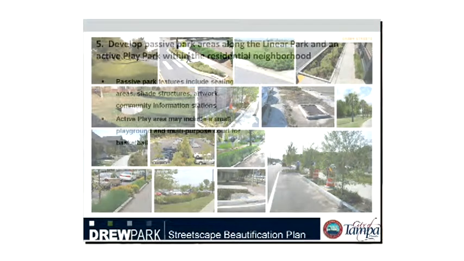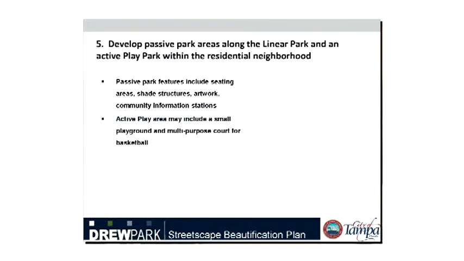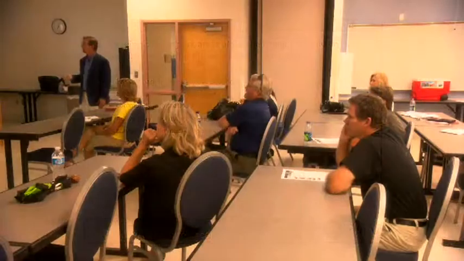Okay, I'm going to try to move quickly so we can move into developing a passive park area. I already mentioned the linear park, and then to create a linear park, or a play park within the residential neighborhood. We are developing that. There's a lot of discussions going on with the city and the Parks Department about the size and what activities would go there. At this point, what we're looking at is to create a small, what we call a pocket park, which might have a basketball court, might have a play area for children in the residential area, and then the passive park that would be along the linear park and provide, as I mentioned, shade, structures, artwork.